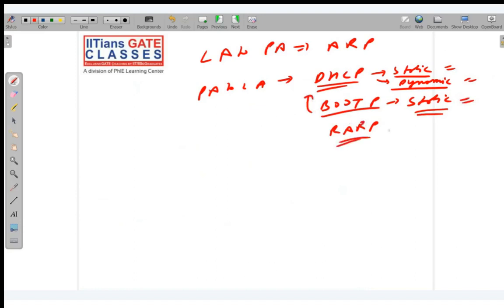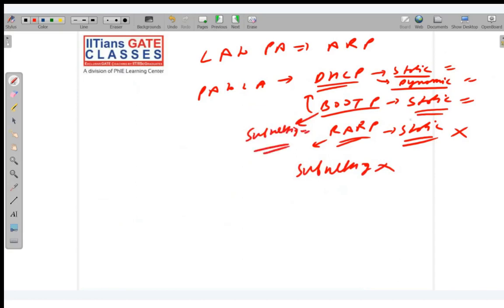And RARP can obviously do only static mapping, but it is not used because it cannot be used in subnetting. In subnetting, RARP cannot be used. BOOTP can be used in subnetting, no problem, but the problem is the static IP address. DHCP can obviously be used in subnetting, and it has two databases, static and dynamic.